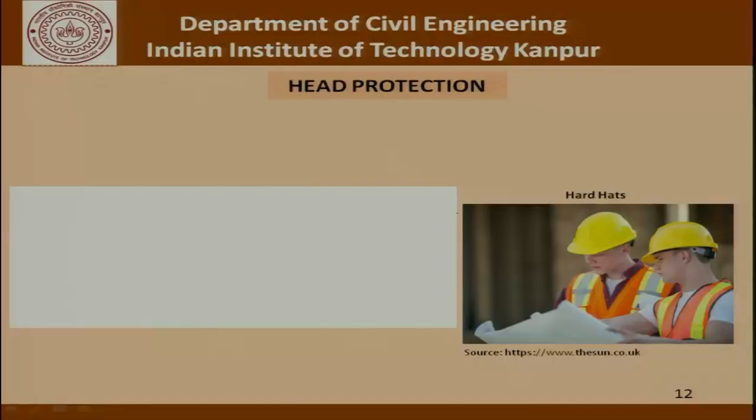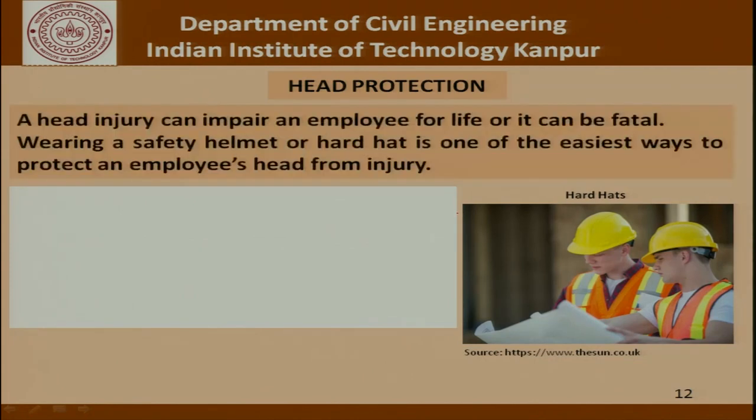So, now coming to specific types of PPE or the specific equipment that protect different parts of our body, let us first talk of head protection. We must remember that a head injury is a very, very serious injury and can impair an employee for life, or it can even be fatal.